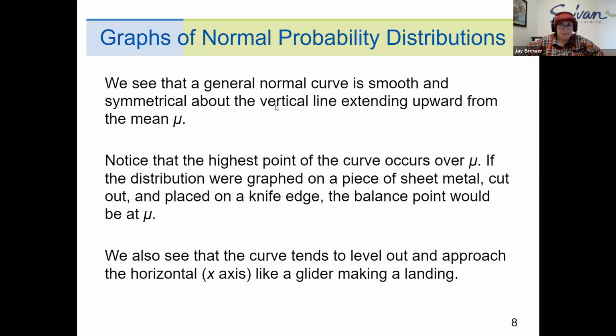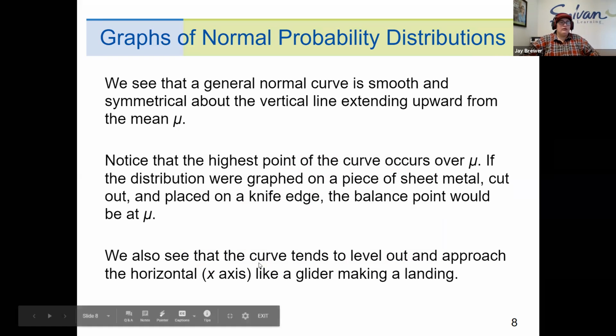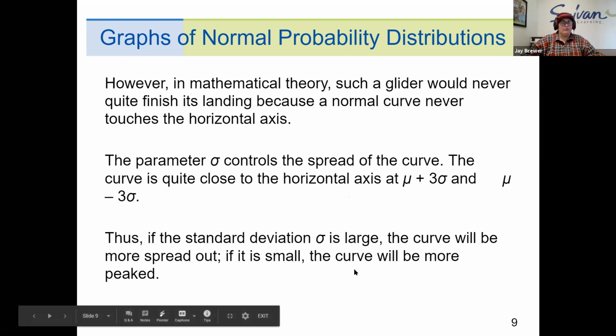We see the general normal curve is smooth and symmetrical about the vertical line extending upward through the mean. Notice that the highest point on the curve occurs over mu. If the distribution were graphed on a piece of sheet metal, cut out and placed on a knife edge, the balance point would be the mu. We also see the curve tends to level out and approach the horizontal x-axis like a glider making a landing. That's just the lower part.